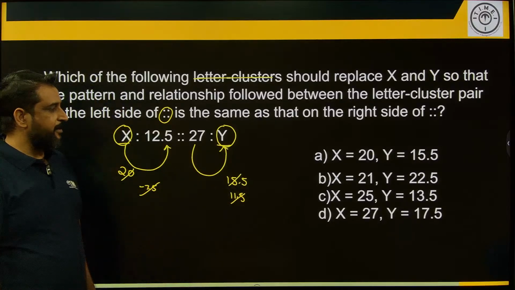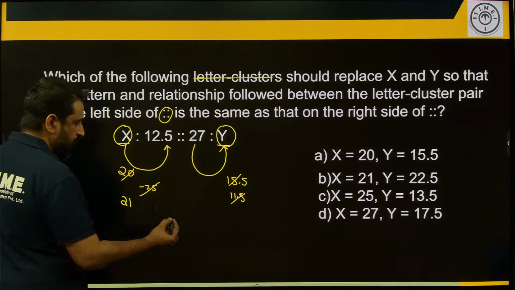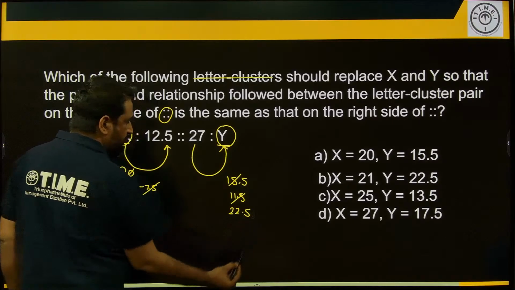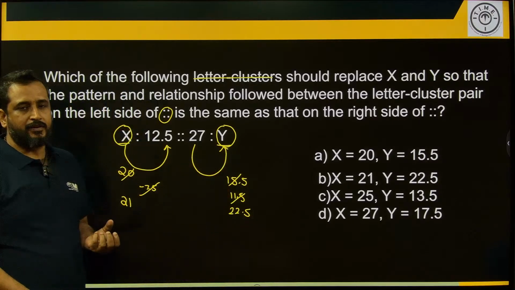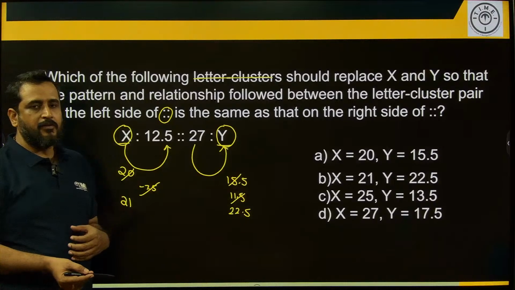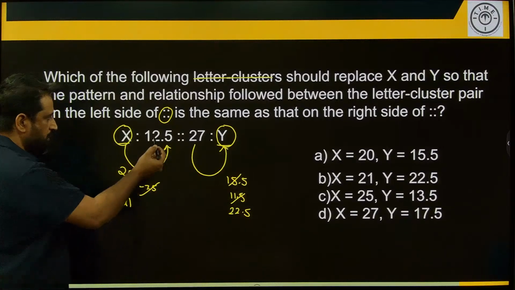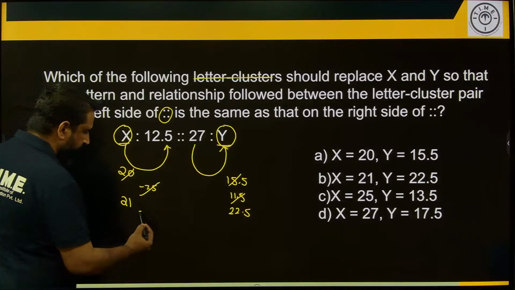Now let's see the second option. 21 and 22.5. You may get the doubt: so directly how are you checking the difference logic? When you observe the options, these numbers are very close numbers. When they are very close numbers, the possible logic that we may apply is a difference. Now 21 and 12.5, the difference is 8.5. Difference is 8.5.